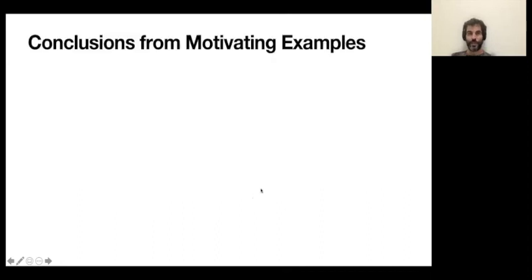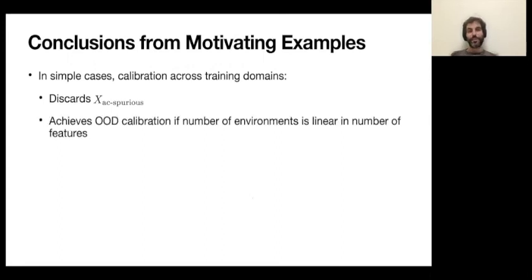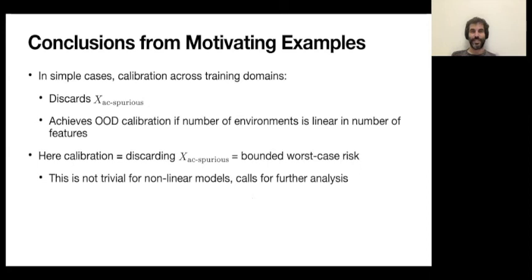So in these two linear Gaussian cases, we can prove that if you're calibrated across enough training environments, which are diverse, that's the non-degeneracy, they can't all be the same, you discard the spurious correlations, and you achieve out-of-distribution calibration, again, if you have enough environments. So here we show calibration is the same as discarding the spurious features, and it's the same as bounding the worst case risk. Actually, I haven't shown it here, but we can show that. Okay, so this motivates calibration, at least in the simple setting.